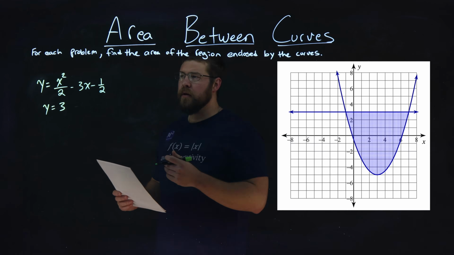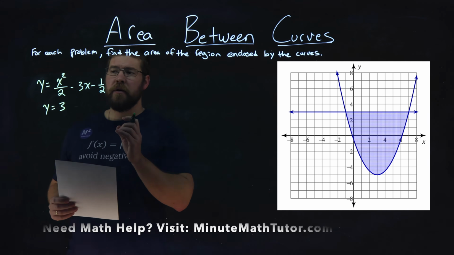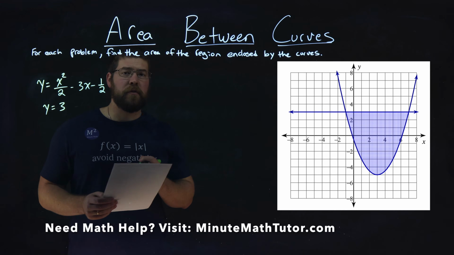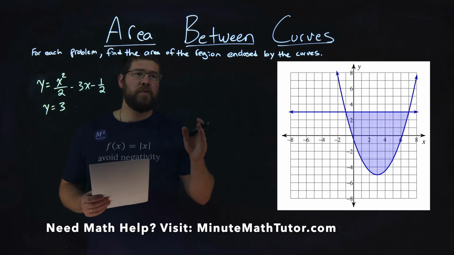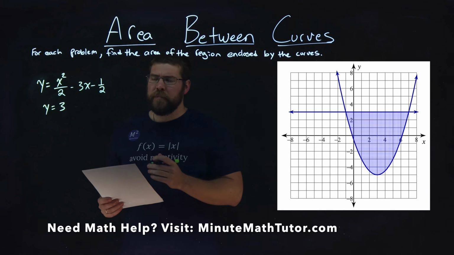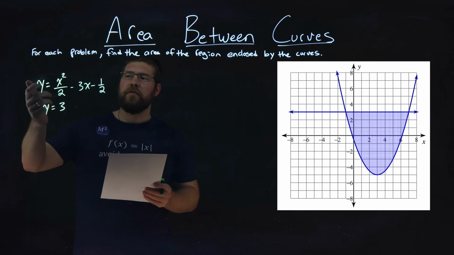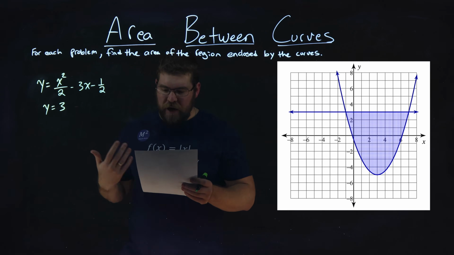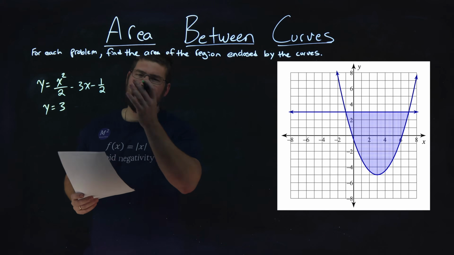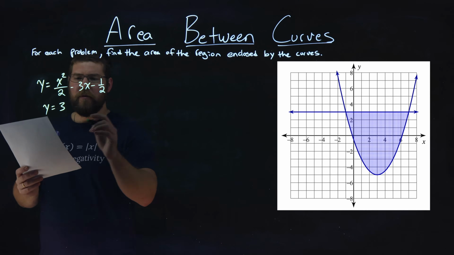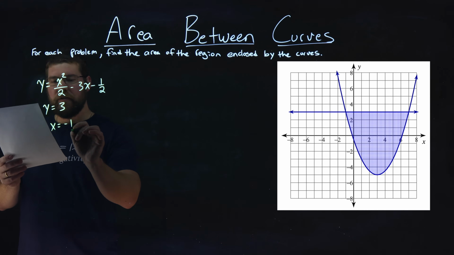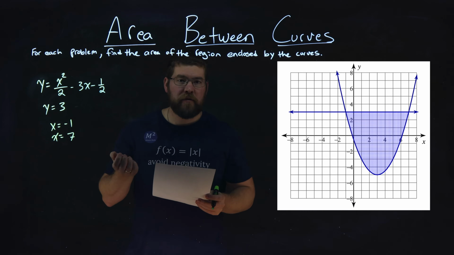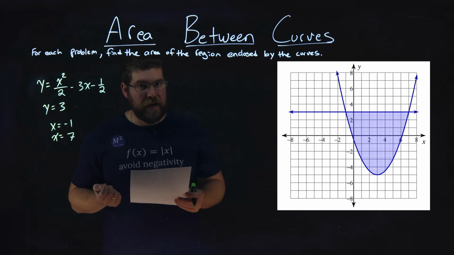We're given this problem right here. y equals x squared over 2 minus 3x minus 1/2, and y equals 3. And we want to find the area between the regions enclosed. Well, one thing we need to do is find the endpoints where the two equations intersect. We can clearly see that with the graph. We can check it algebraically, but with our graph we have x equals -1 and x equals 7. These are the x values where these two equations intersect.